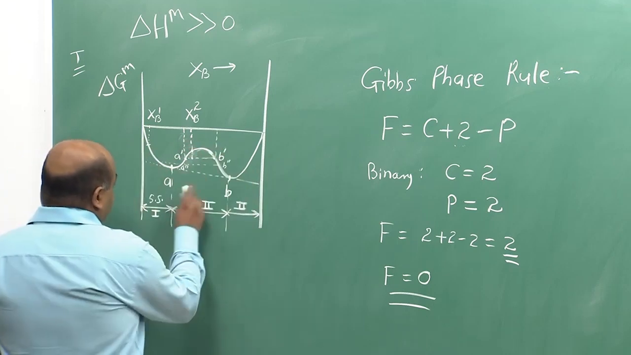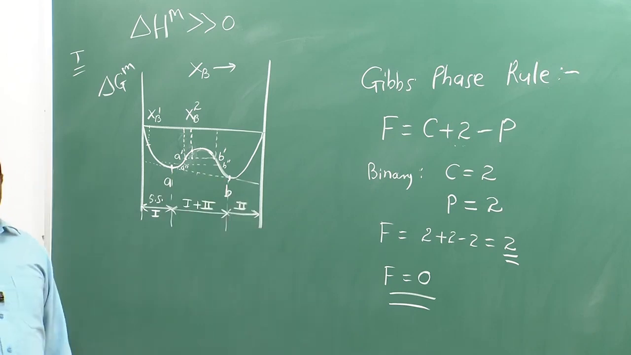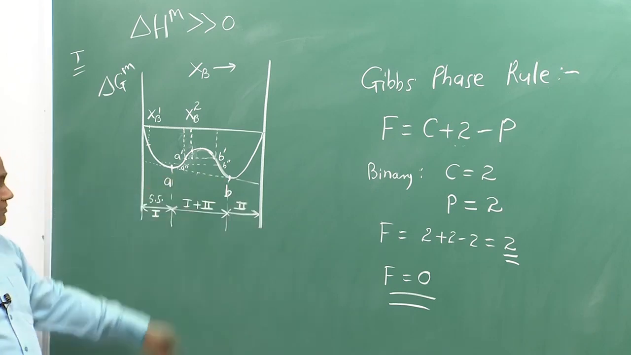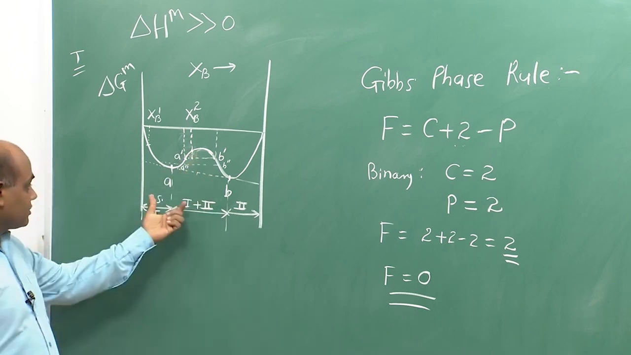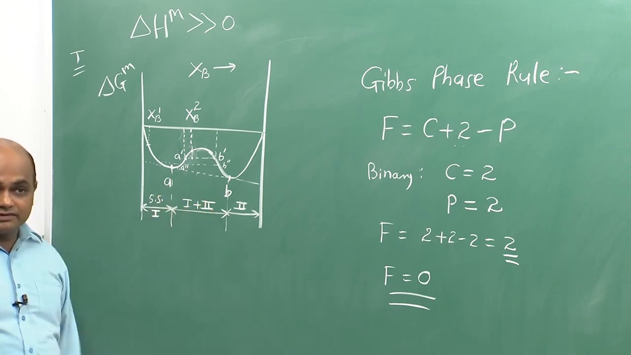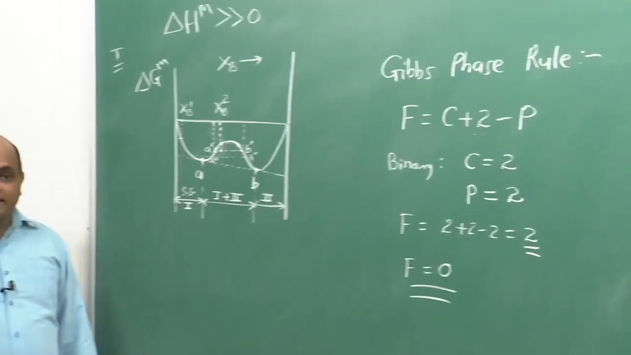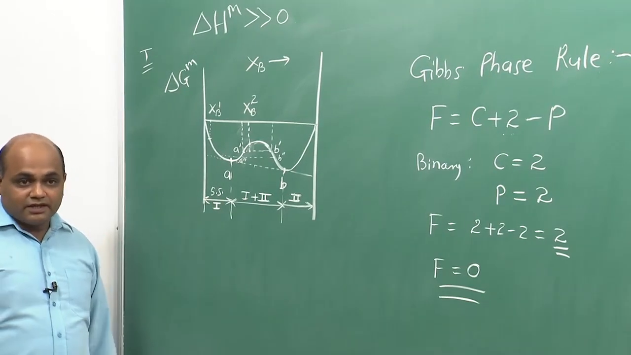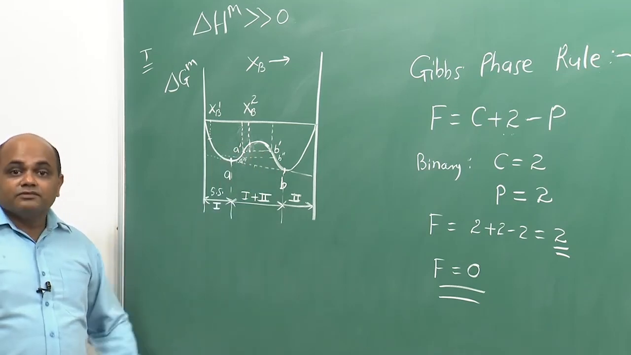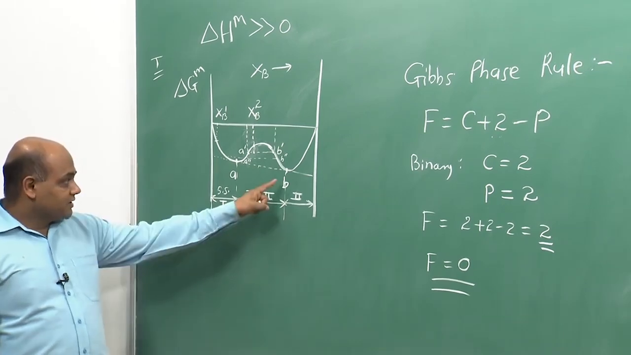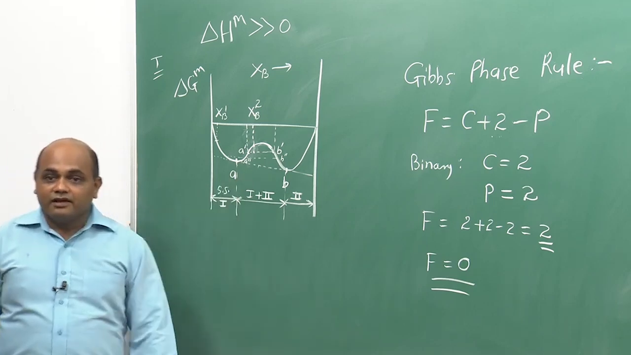Now, within this region, what happens if I have different compositions? As I change the overall composition, what will change? Because the composition of the 2 phases are fixed, the relative amount of 2 phases will change. As the composition moves towards B rich side, the fraction of B rich phase, that is B phase, will increase, and those phase fractions can be obtained by lever rule.